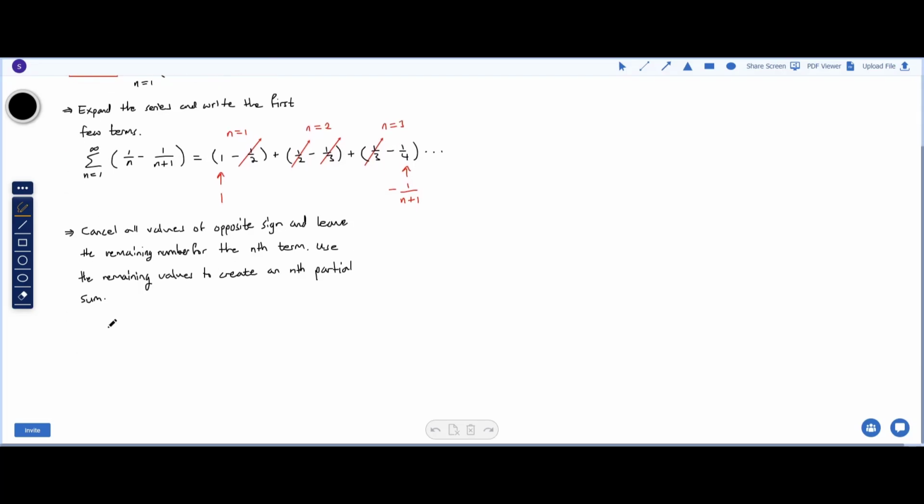So in our case, our nth partial sum comes out to be S sub n is equal to 1 minus 1 over n plus 1, right? And then you can see that for the case when n is equal to 3, we end up with the first 3 terms that we wrote out here. So it works for n equals 4, n equals 5, and so on.